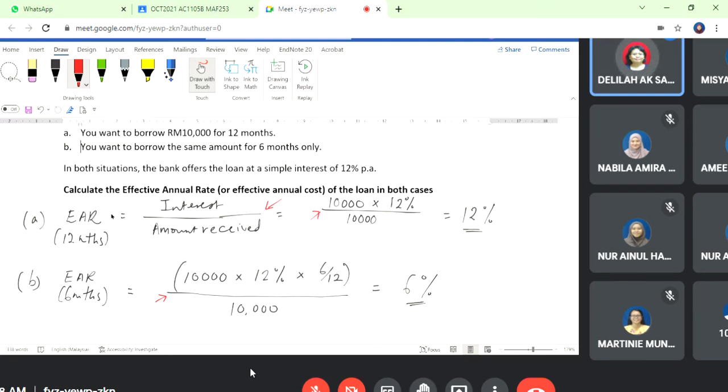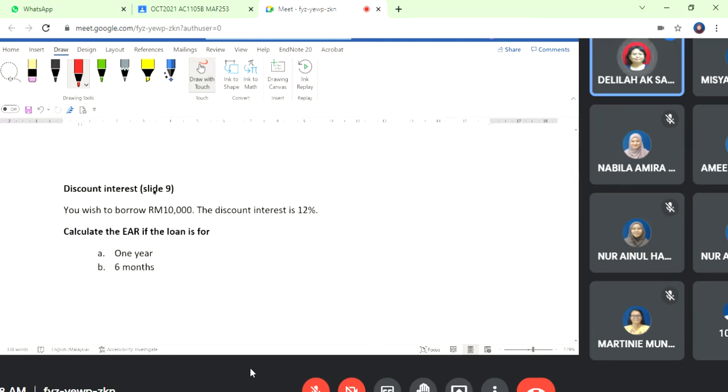Now, the other type of interest that a company can get on its borrowing is what we call the discounted interest. If you borrow and you're given discounted interest, this interest is deducted at the beginning of the loan. That means pada permulaan you dapat pinjaman tersebut, interest tu terus dia potong. Okay, dia kira daripada amount borrowed and then dia terus potong pada permulaan pinjaman.